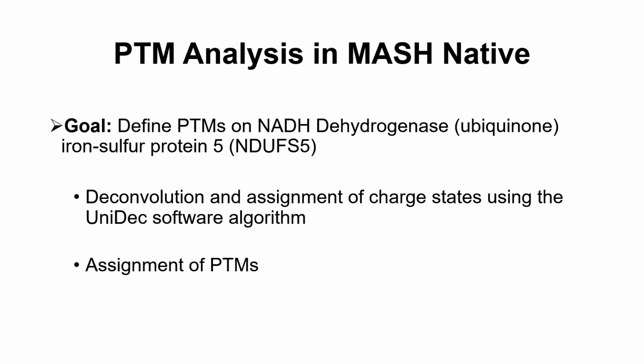The goal of this tutorial is to define the PTMs on a selected protein, NADH dehydrogenase ubiquinone iron sulfur protein 5. First, we will perform a deconvolution and assignment of charge states using UniDec in MASH native. Second, we will assign PTMs to our protein sequence until we match our observed results.